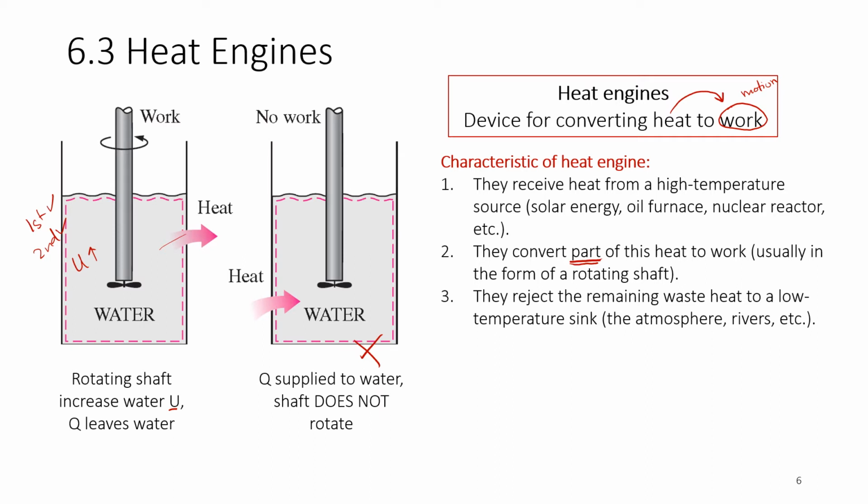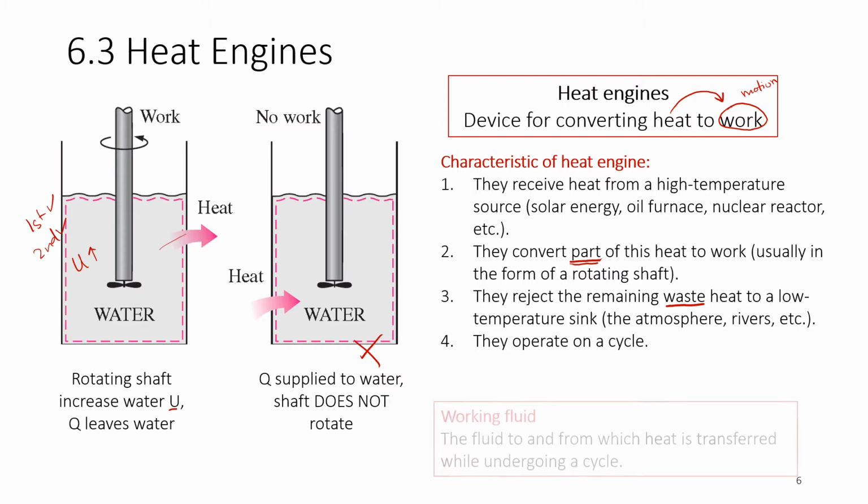And then what happens to the rest of the heat? They reject the remaining waste heat to a low temperature sink. So part of it becomes work. The remaining heat we call waste. Waste means something you cannot use anymore. Reject it to the low temperature reservoir or the sink. And finally, the most important part, they operate on a cycle. So it's not a one-off process. It has to operate on a cycle for you to get a continuous supply of work. So these are the characteristics of a heat engine.